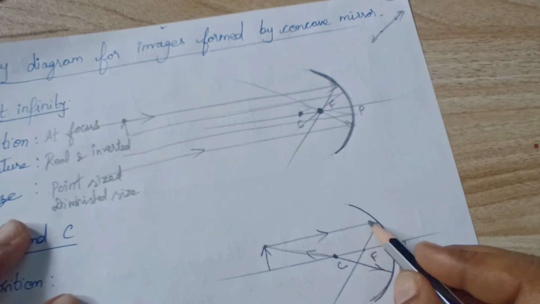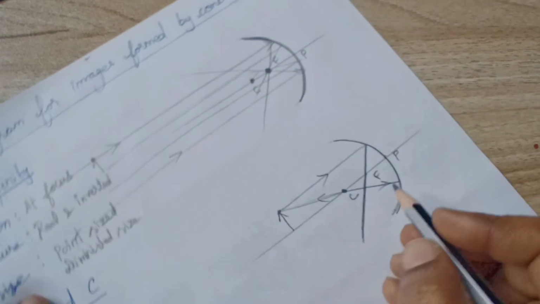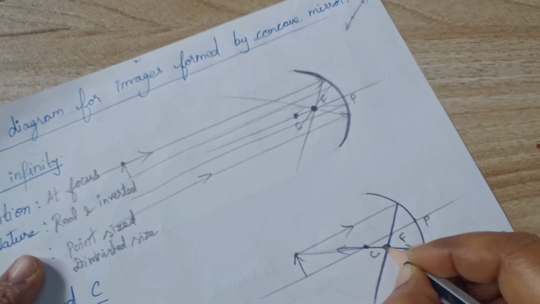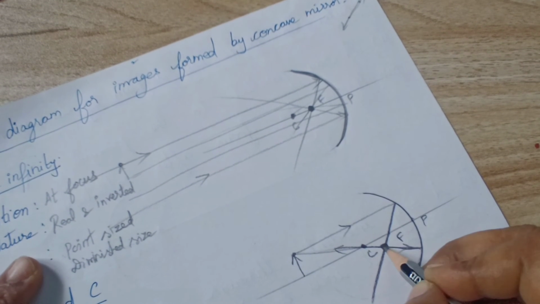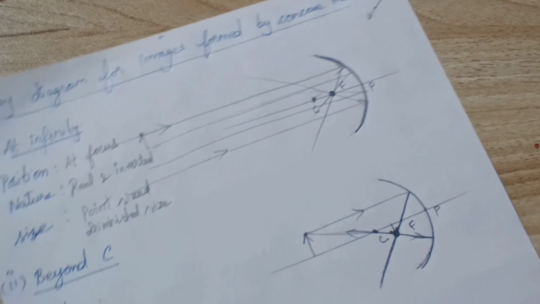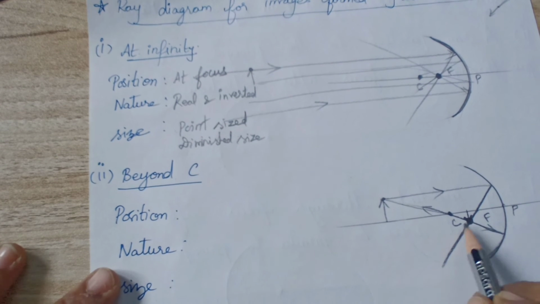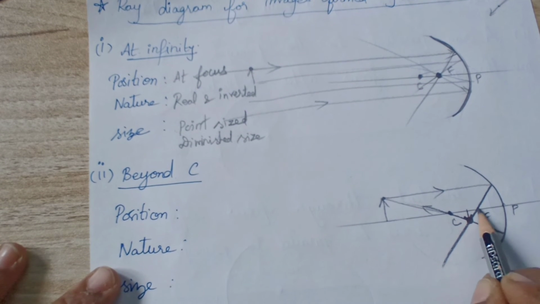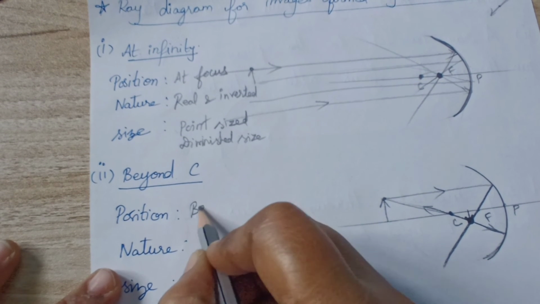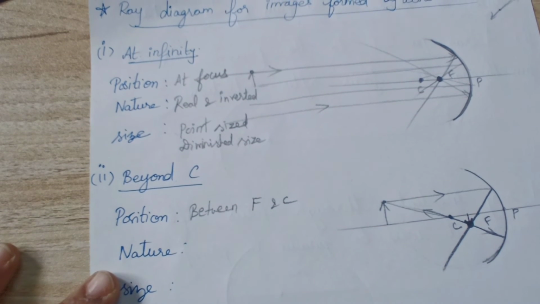The meeting point of this reflected line and this reflected line, both are meeting at this point, right? This head is reflected here, so you will get an image here. What is the position of the image here? It lies between the focus point and the center of curvature.